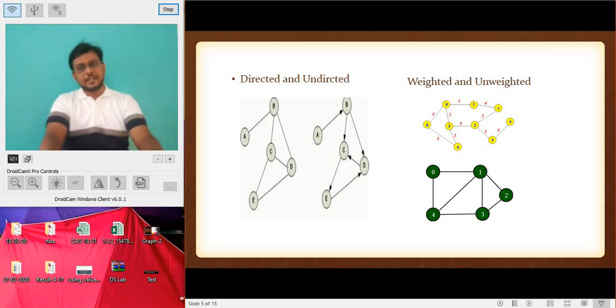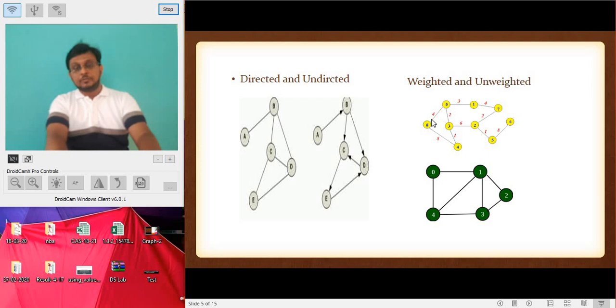Now let us see the weighted and unweighted graph. See here, it is our normal graph, the edges haven't been represented with anything. Now see here, the edges are represented with certain values. Assume that these nodes or vertices are representing certain cities, then these values are representing the distance between those two cities. So in this way, anything can be represented by using these values. These values are called weights.